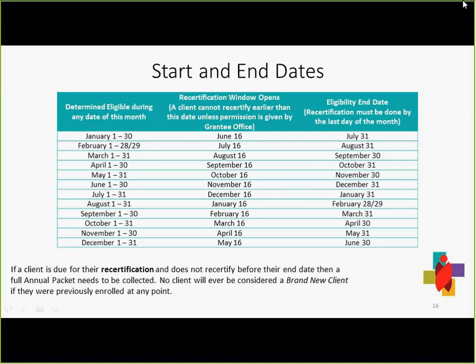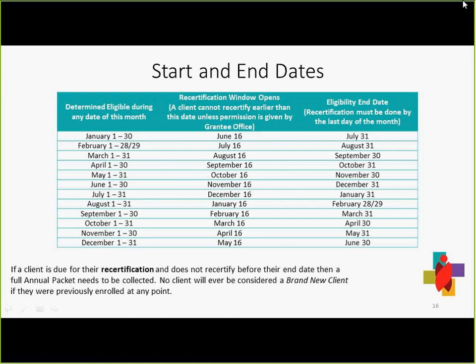This chart shows how to determine a client's 6-month eligibility period. The column on the far left is the window for the client. For example, if a client comes in between April 1st and April 30th, their eligibility end date would be October 31st. You are always ending on the last day of the 6-month period.